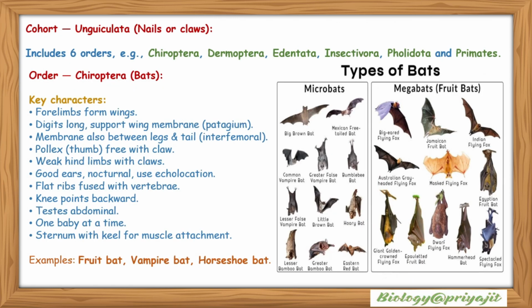Now, Eutheria can be divided into four cohorts. The first cohort is Unguiculata, which is known as nails or claws. It includes 6 different orders: Chiroptera, Dermoptera, Edentata, Insectivora, Pholidota, and Primates.